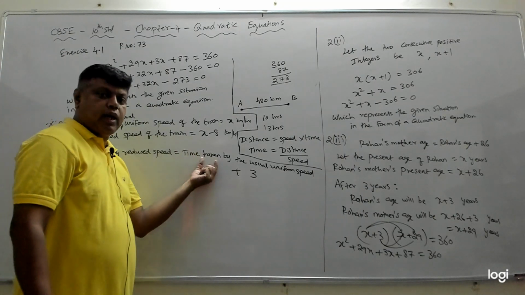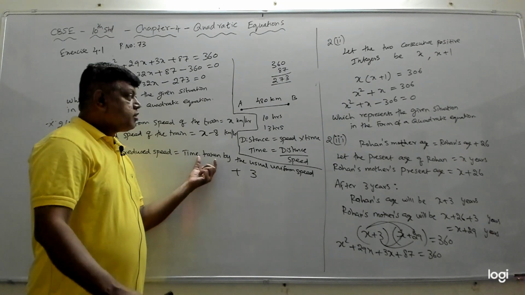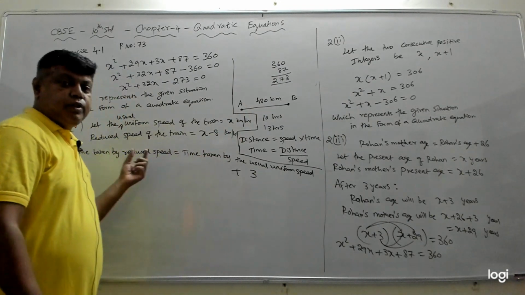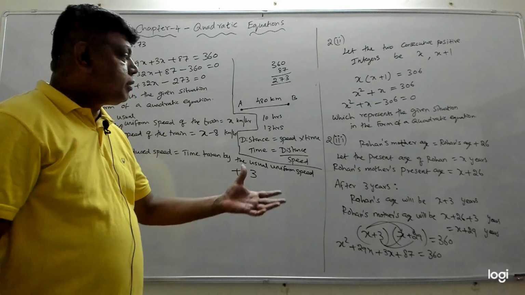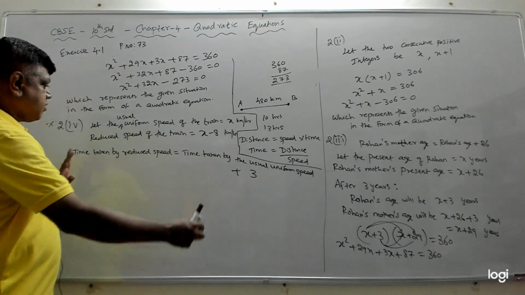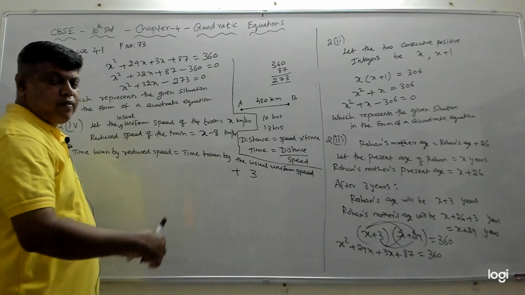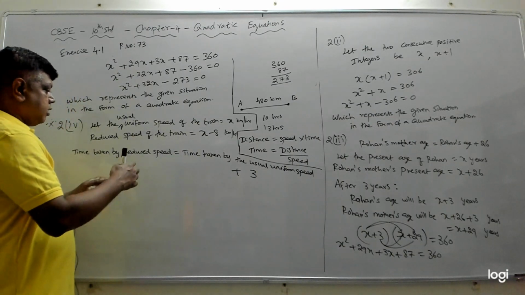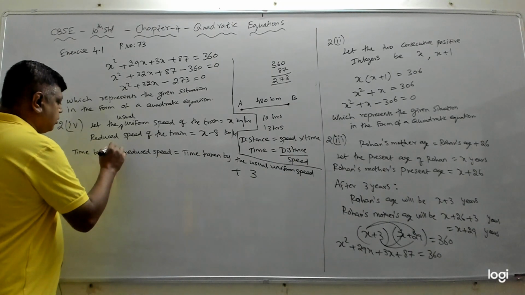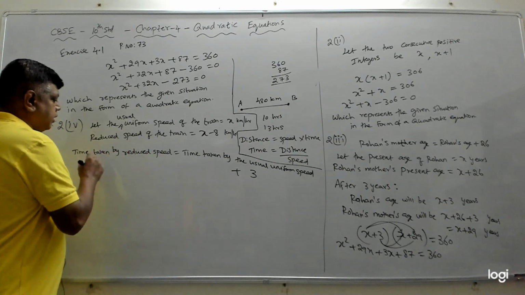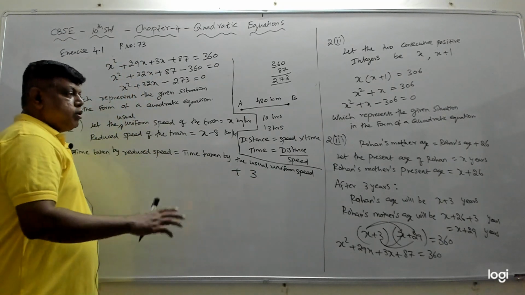Suppose generally it takes 10 hours to cover the distance of 480 kilometers. Then with the reduced speed it will take 10 plus 3 hours, which means 13 hours. The 10 is an example that I have given. So this is the condition: the time taken by the reduced speed to reach the destination is equal to the time taken by the usual uniform speed plus 3.